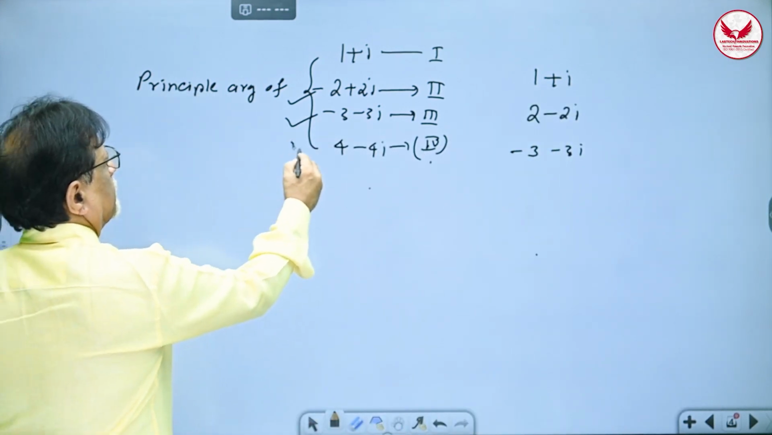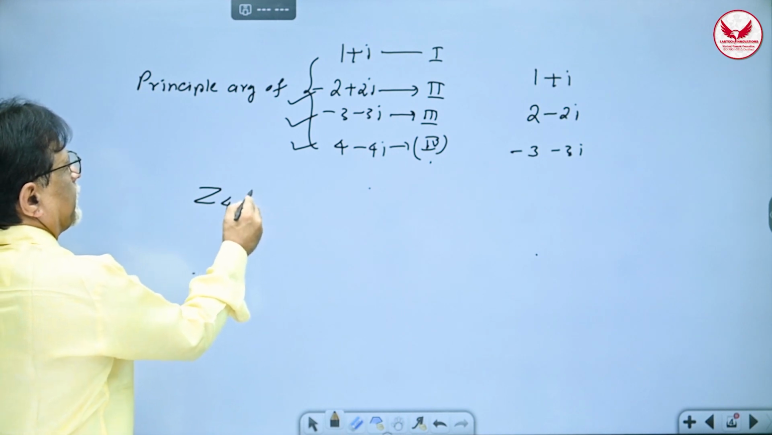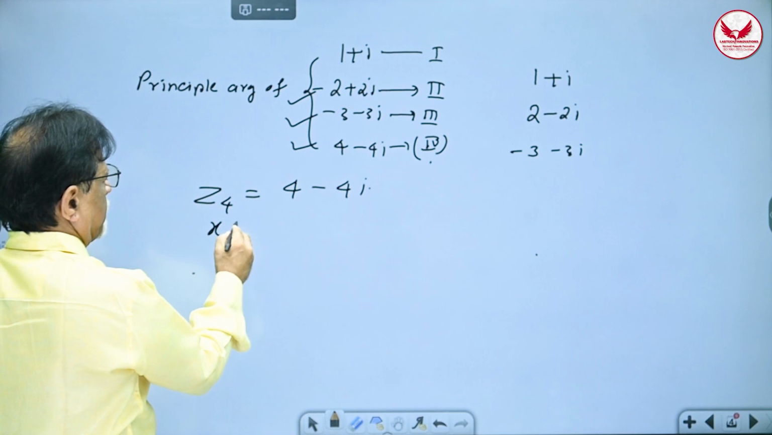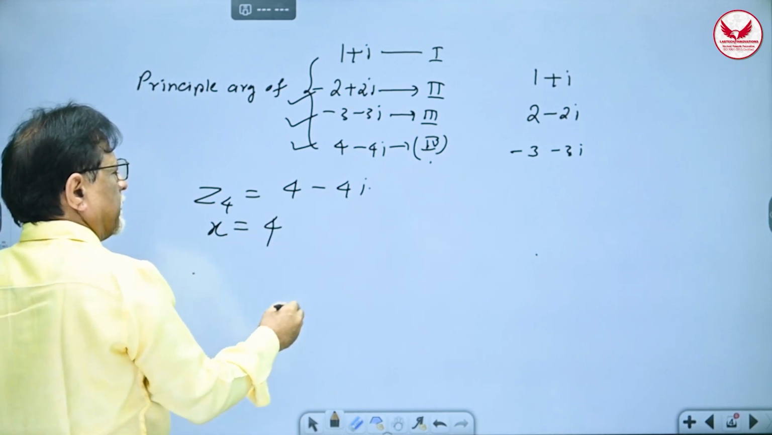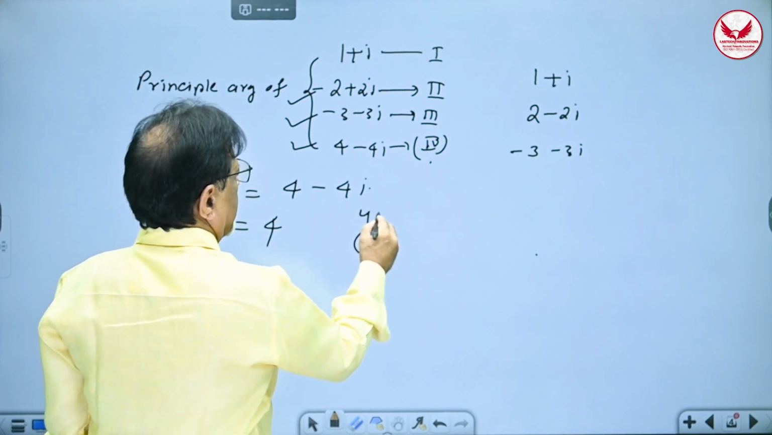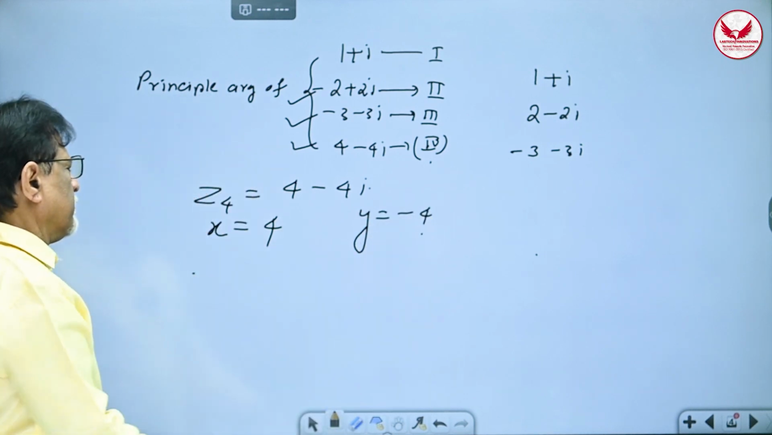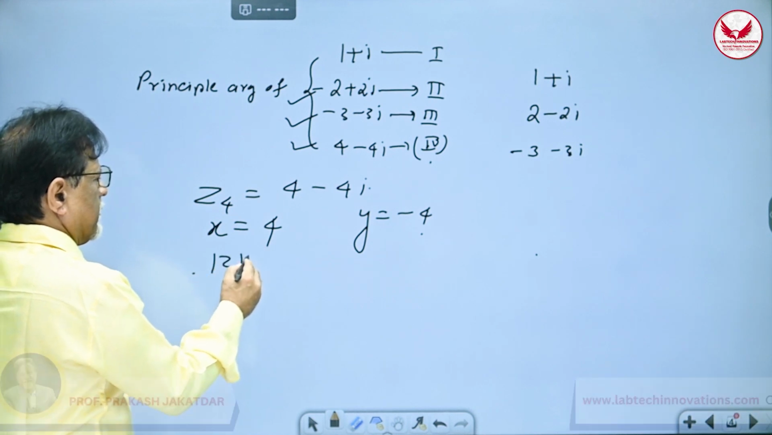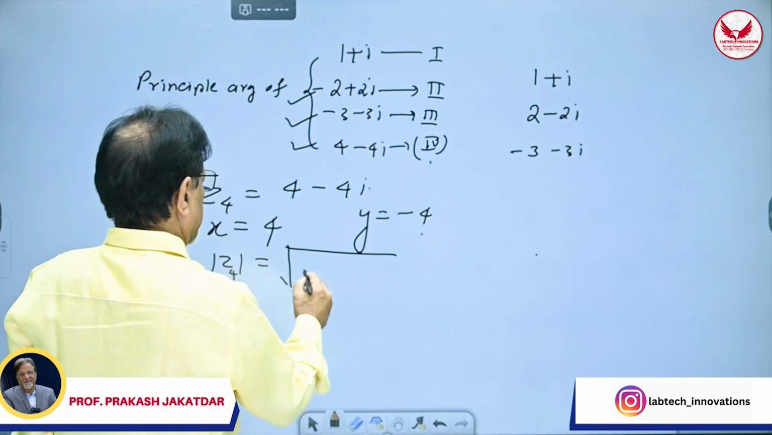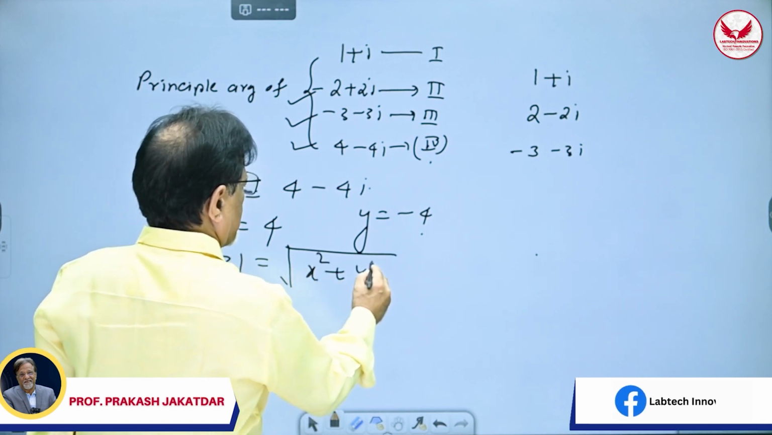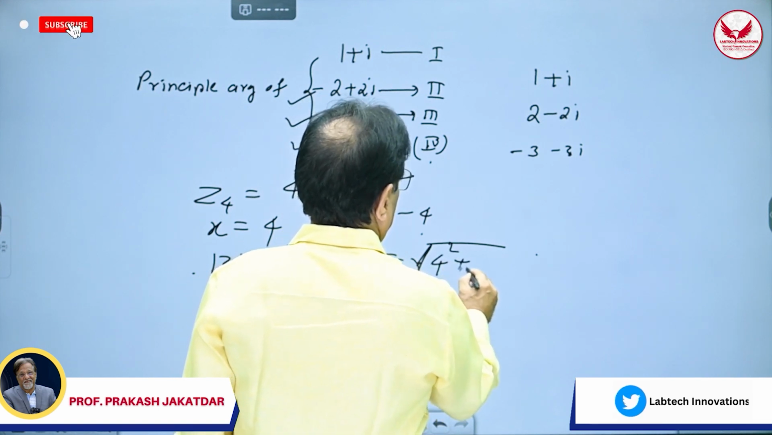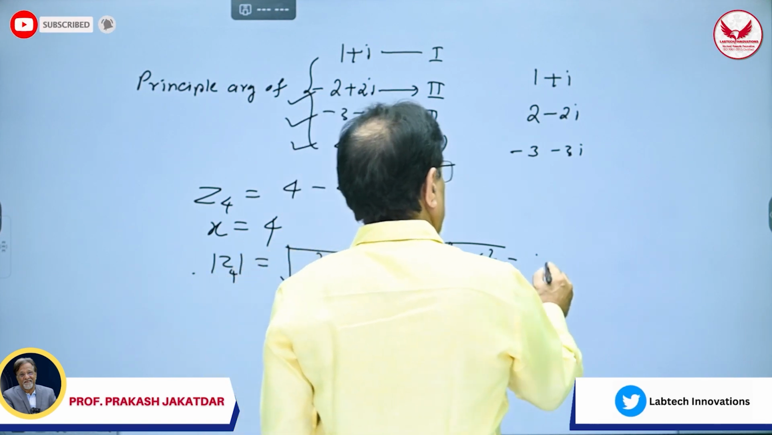In the fourth problem, let us call it Z4. Z4 is 4 minus 4i. So here, the real value x of z4 is 4, and the imaginary value y is minus 4. Correct? So what is mod of z4? Mod of z4 is square root of x square plus y square, which is equal to square root of 4 square plus 4 square, which is equal to 4 root 2.